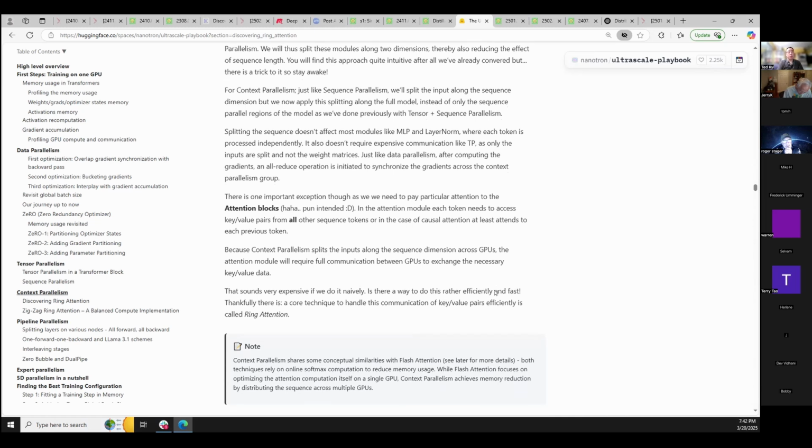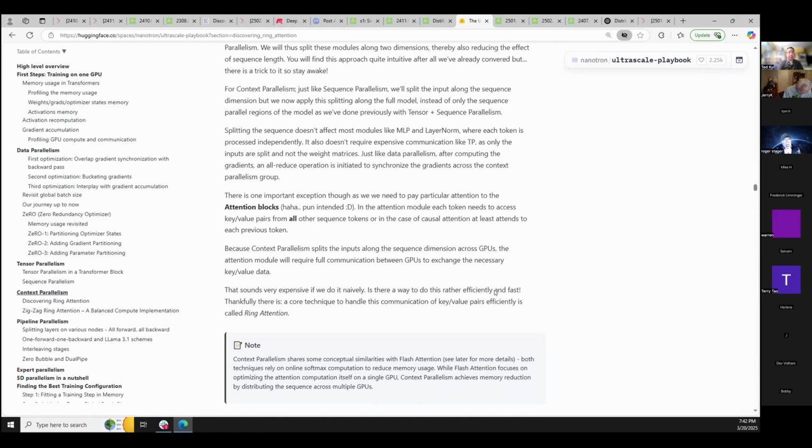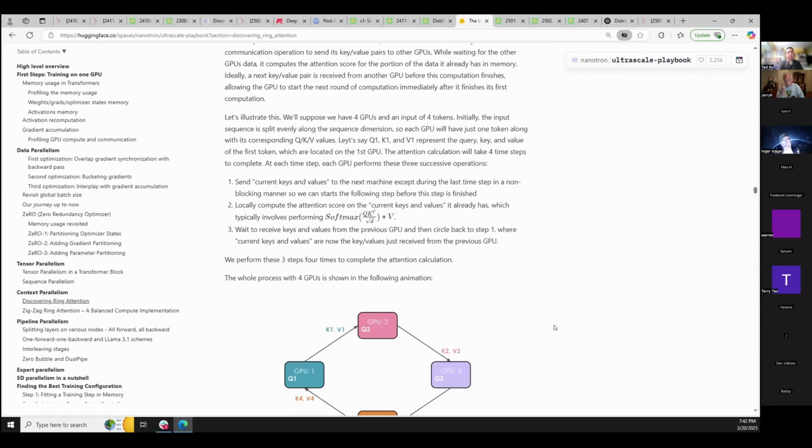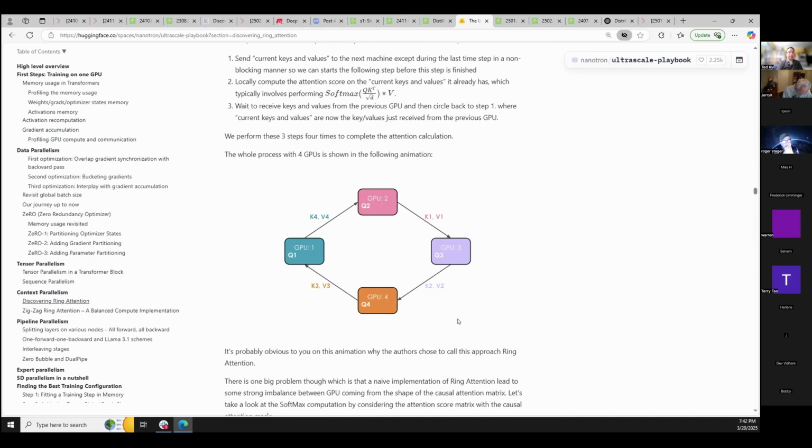Naively, if you did this, it's a whole lot of communication back and forth. But what people have done in order to do this is they do something called ring attention. And there's a nice little animation here, which I think explains it all, where basically if GPU one starts with keys and value one, eventually it's going to pass it to two, so two can use it. Two is going to pass it to three, so three can use it. Three is going to pass it to four, and then you're done. So you only need n minus one communications.